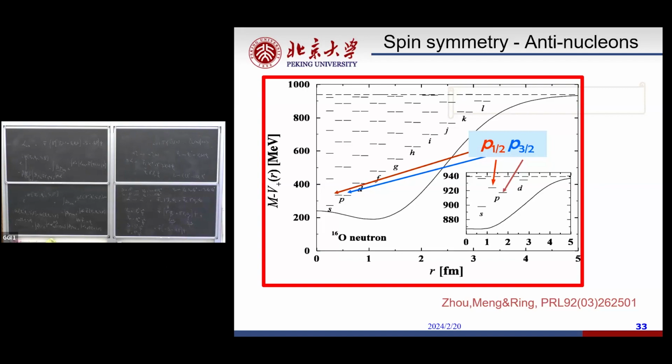This is a story where we try to mix antiproton with nuclear. Here I have oxygen 16. This is the neutron single particle level for oxygen 16. Essentially, you have the s orbital, p3/2 and p1/2, because you only have 8 neutrons. And if we trust this output from the Dirac equation, right?